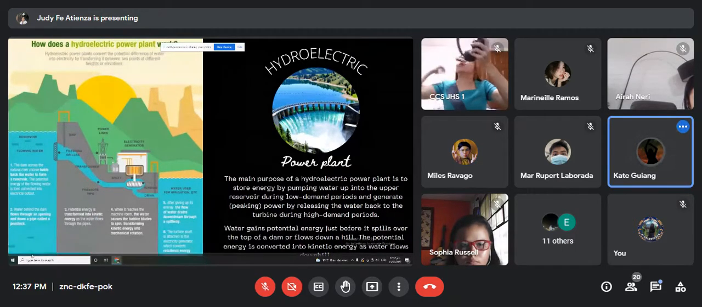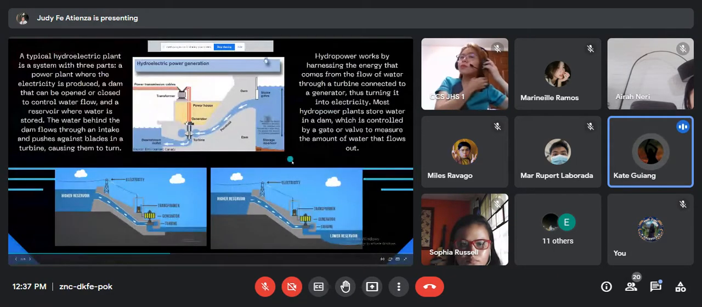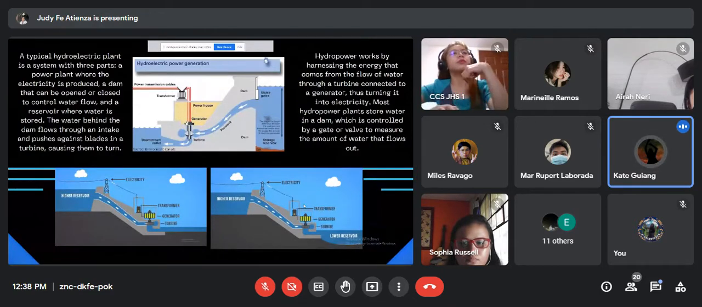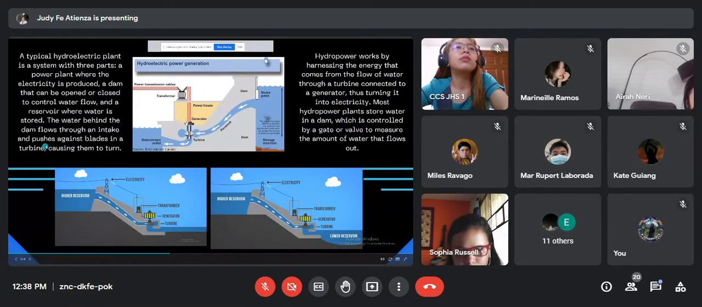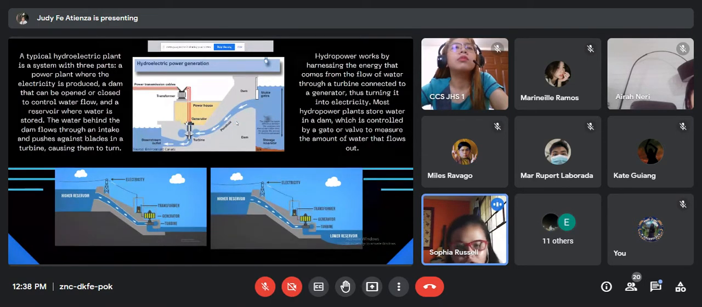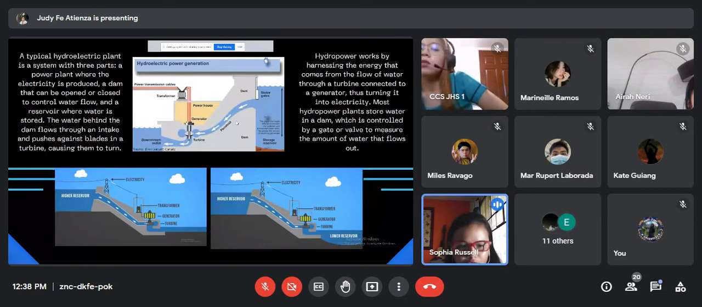A hydroelectric power plant converts the potential difference of water into electricity by transferring it between 2 points at different heights or elevations. There are two types of hydroelectricity production: dam and run-of-river. A dam is a large barrier constructed to raise the level of water and control its flow.